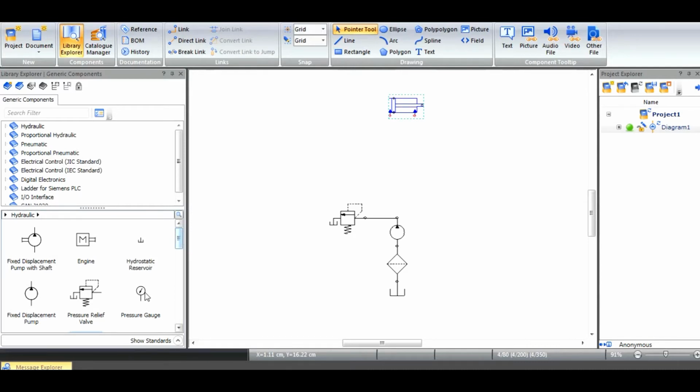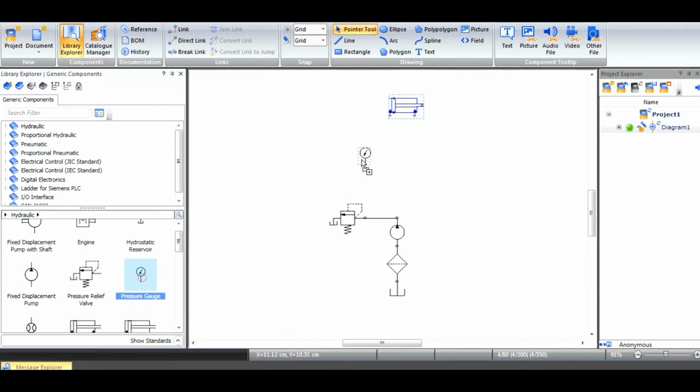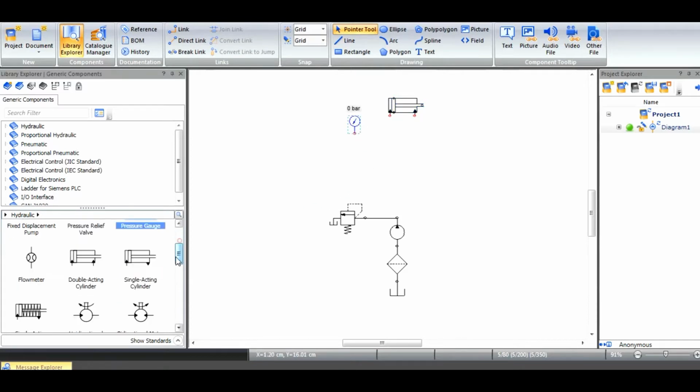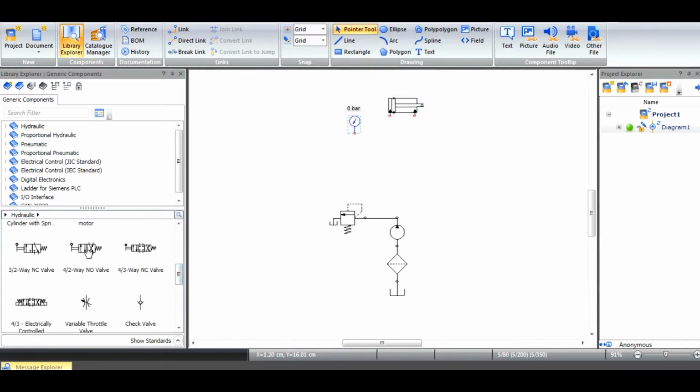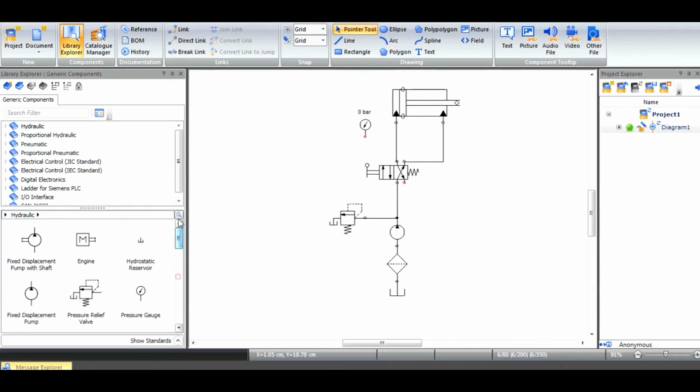A pressure gauge is selected to measure the pressure required to push the cylinder. Now a 4x2 lever operated direction control valve is selected. These ports are connected to the rod side and the piston side. This is our hydraulic circuit.